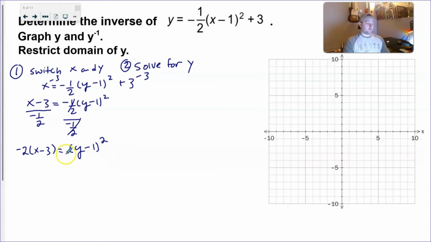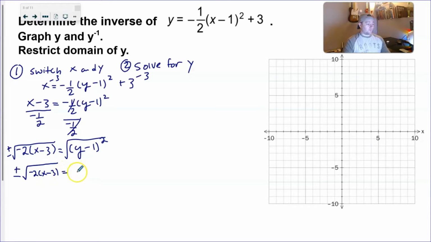The next thing I have to do is get rid of the square root. And common error alert, this is the mistake that a lot of people make: when you take the square root, you always have to remember plus or minus. Really easy to forget, but really important. If you forget the plus or minus, then you're losing half the solution. So keep that in mind, peeps.